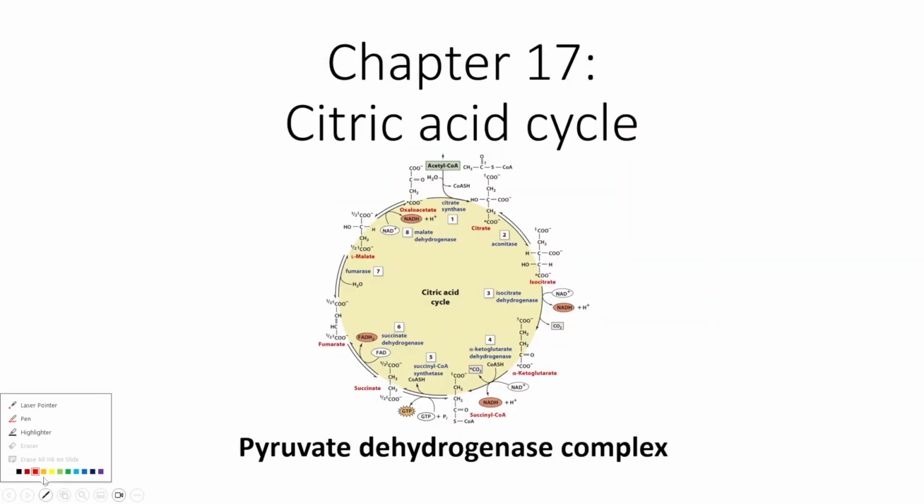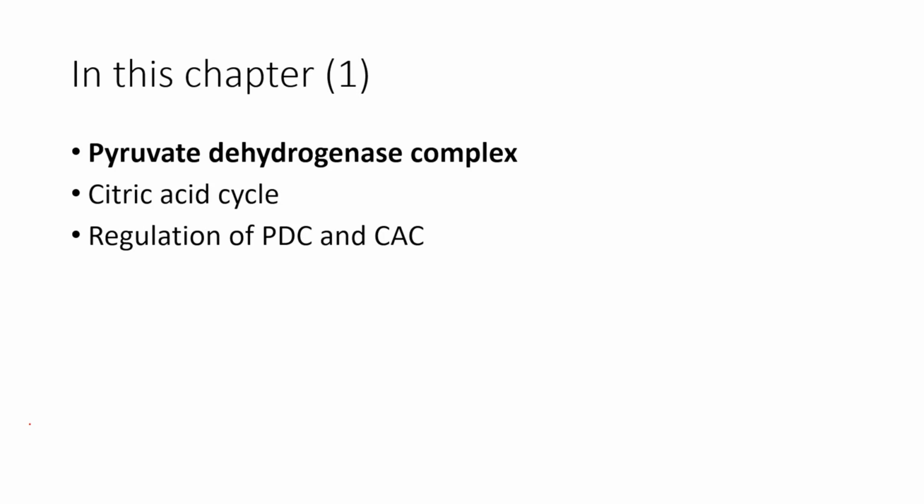Hello everyone, and welcome to the first lecture from chapter 17, which is about the citric acid cycle. We're going to start this first lecture actually right before the citric acid cycle, where we're going to discuss the pyruvate dehydrogenase complex. Overall in this chapter, we're going to talk about the pyruvate dehydrogenase complex, the citric acid cycle, and how both of them are regulated.